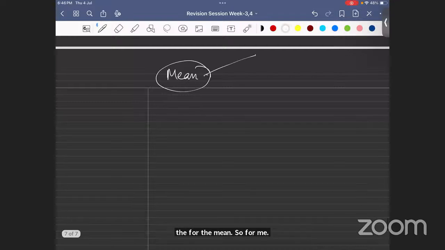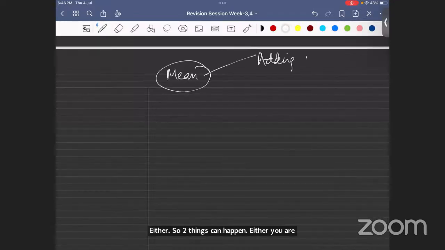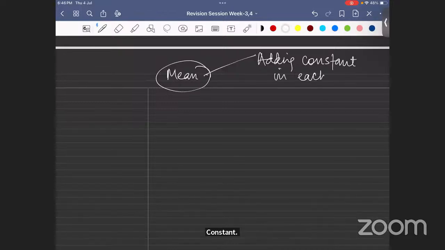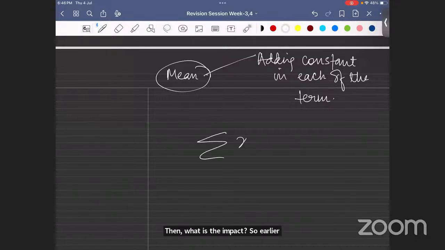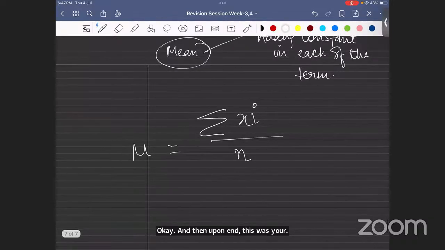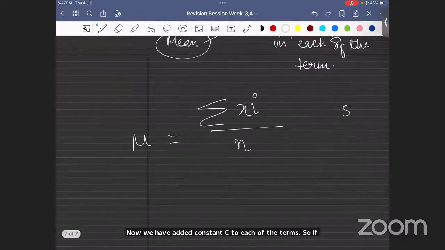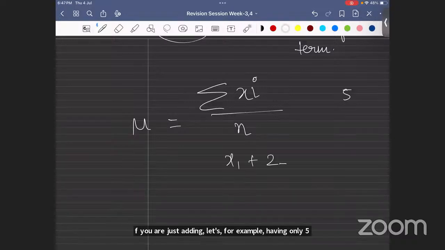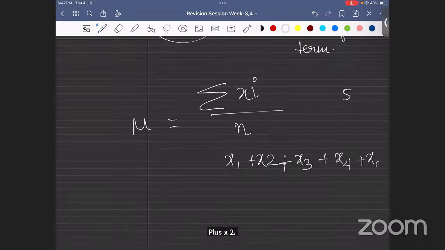So for the mean, two things can happen. Either you are adding a constant to each of the terms, then what is the impact? Earlier you were doing the summation of xi, and then upon n. This was your mean. Now you have added a constant c to each of the terms. For example, you have only 5 terms: x1 plus x2 plus x3 plus x4 plus x5 upon 5.